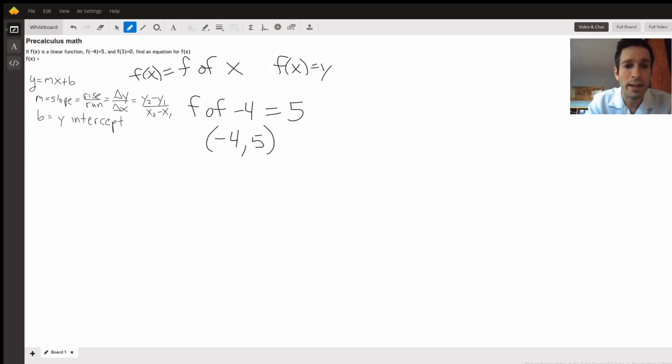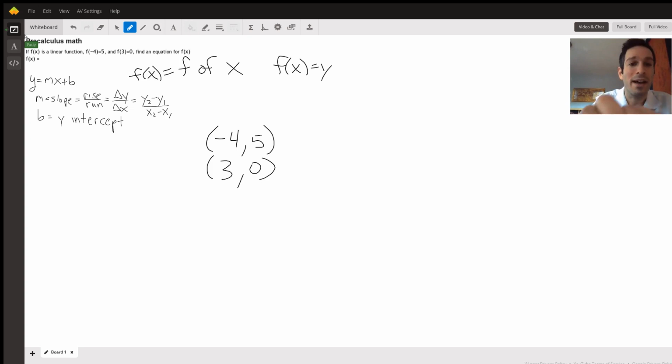And then for the other one, they say f of 3 equals 0. So they're saying x is 3, y is 0. That is it. Okay, so that's great. They gave us 2 points. Now, if you have 2 points, that's the basis for rise over run.